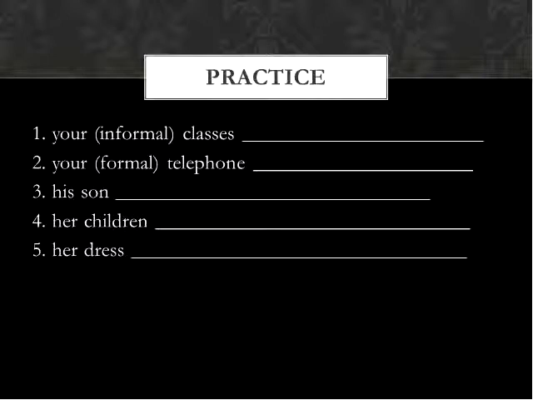So the first one is, it's not letting me. Oh, you can't see it. I'm just going to write it here. The first one is sus clases. Number 2, we said it was su teléfono, right? 3, su hijo. We're referring to only one. And then when it's more than one, we have for number 4, sus hijos. Number 5, we have su vestido.